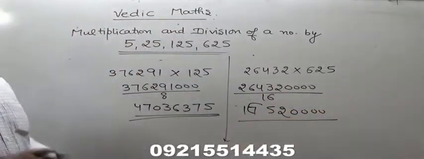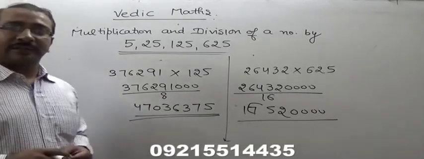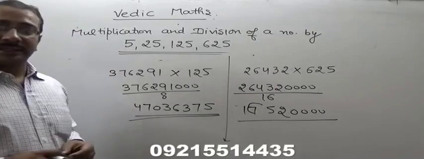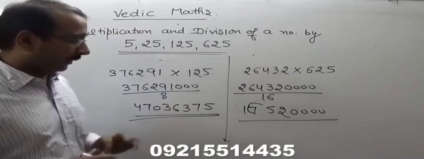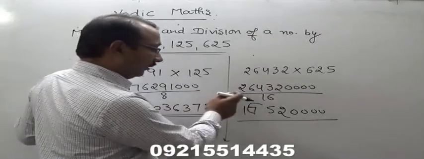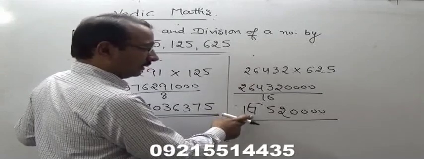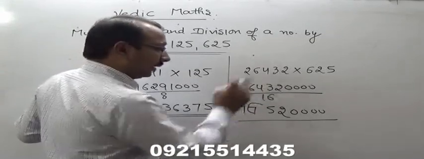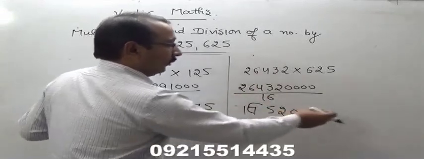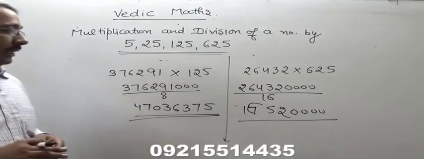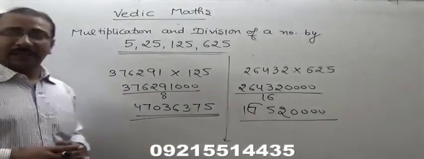So what is expected from us? Suppose I have to multiply this number by 625. We know that 625 is taken as 10,000 by 16, which means 4 zeros here and divide by 16. So 16 1 is 16, 16 6 is 96, 16 5 is 80, 16 2 is 32. 4 zeros are there, so I may say that 1652 followed by 4 zeros becomes my answer. So that we have understood now.